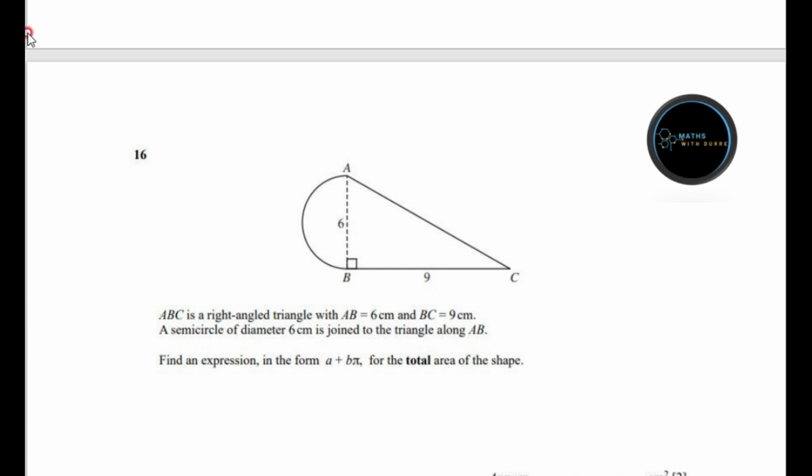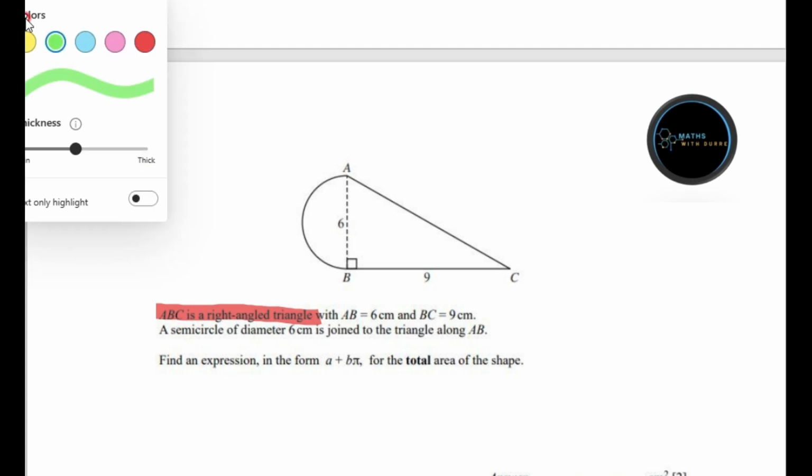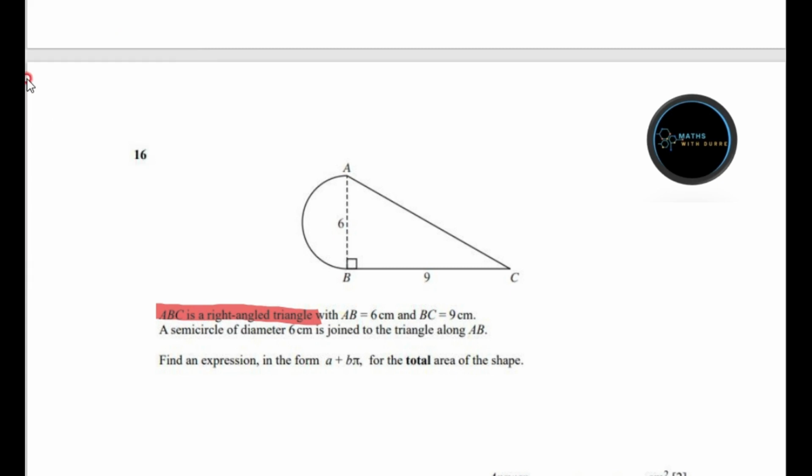This question says AB is a right angle triangle. Alright, yes, we can observe it. It is a right angle triangle. And where AB is 6 centimeter. Yes, it is here 6 centimeter. And BC is 9. And here is BC, that is 9. And the semicircle's diameter is 6 and joined to the triangle along AB. And yes, it is joined.